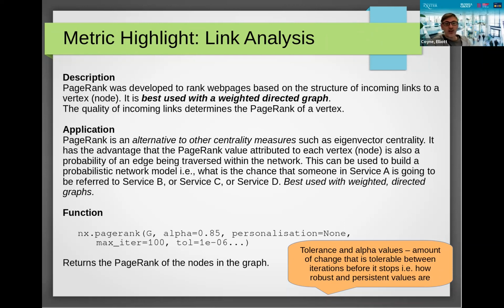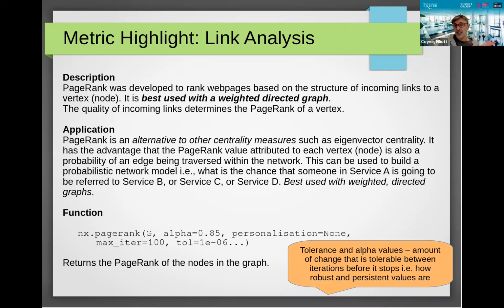But really, this can be used to build a probabilistic network. So you can see what's the chance of someone in service A being referred to service B or C or D. And then it's best used with weighted directed graphs. And so there's a couple of parameters or arguments here that you may not have seen before.